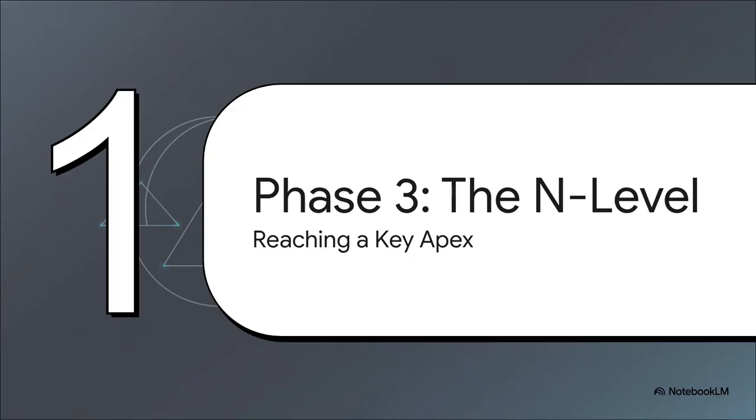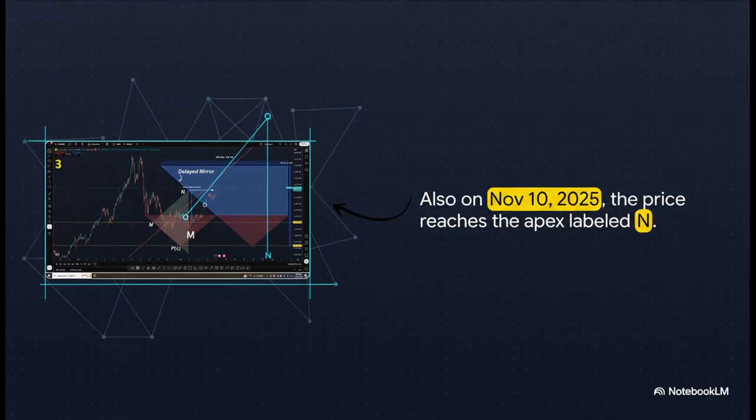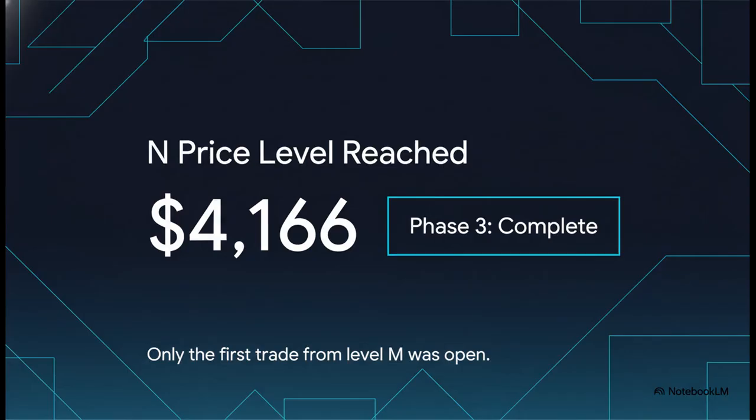And things move quickly. Right after that mirror contact, the price hits another major milestone. This brings us to what's called phase 3. So on that very same day, November 10th, right after touching the mirror line, the price continued to climb and reached this point, apex N of triangle 3. The price at that N level was $4,166. This event officially completed phase 3 of the cycle. And it's noted that at this stage, only that first trade from the M level had been opened.